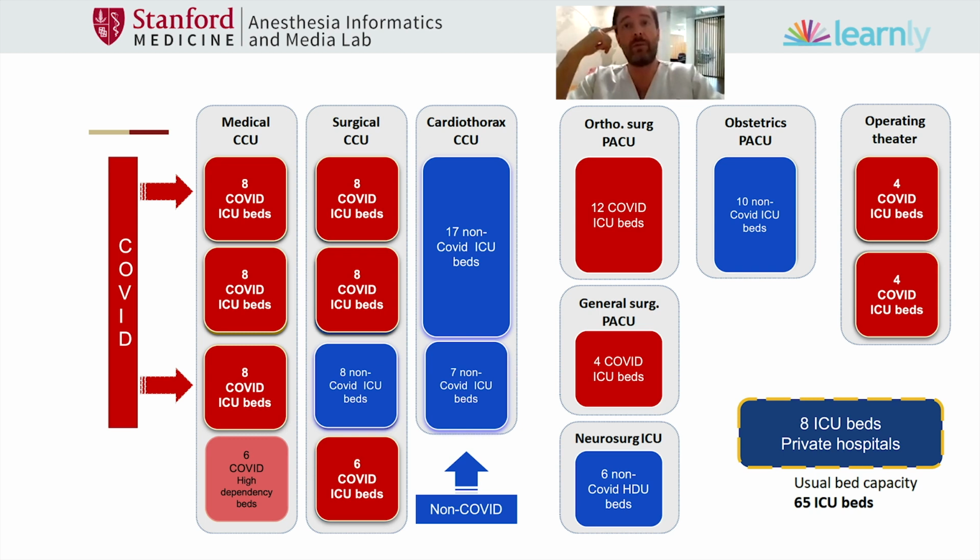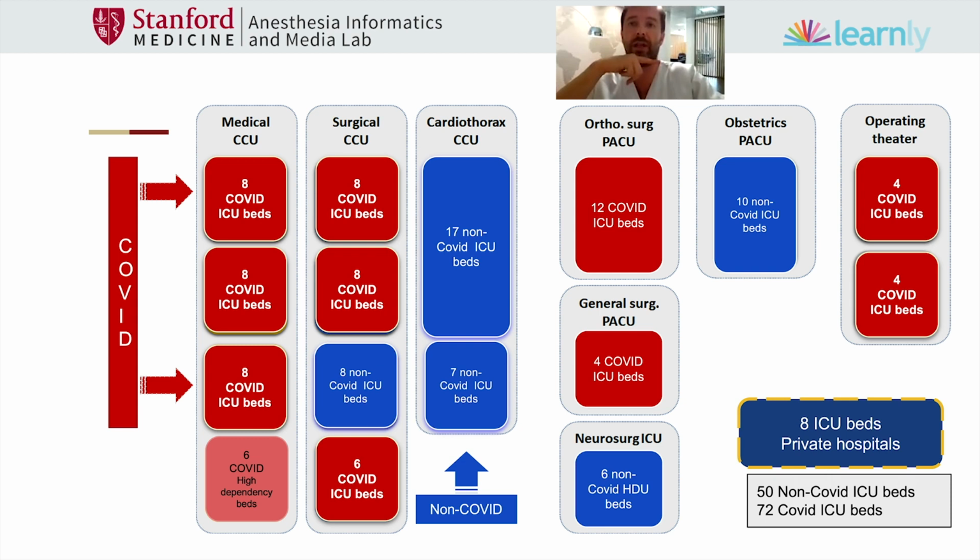We have also planned to open post-anesthesia care units as COVID ICU beds. Finally, in case of overwhelming COVID patients, we've planned to open 8 more ICU beds for non-COVID patients in private hospitals. So in the last level of the plan, we were able to free 50 non-COVID ICU beds and to take care of 72 COVID ICU beds. But as I said, we didn't reach that stage, and we just stopped at level 5. Currently, the number of COVID admissions is quite stable, and probably will go down in the next few days.